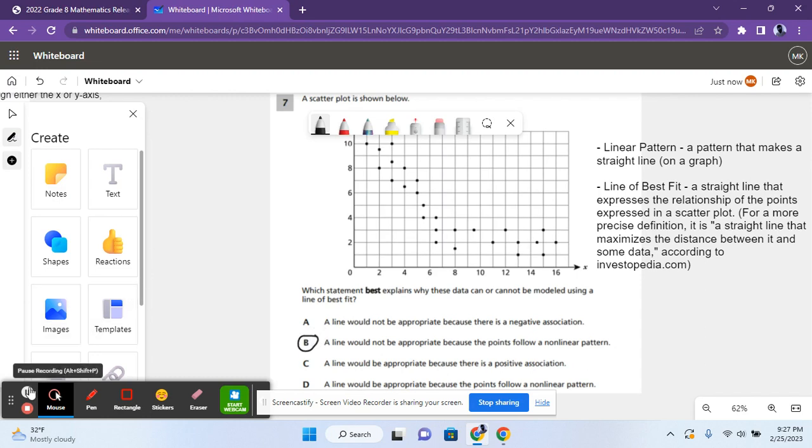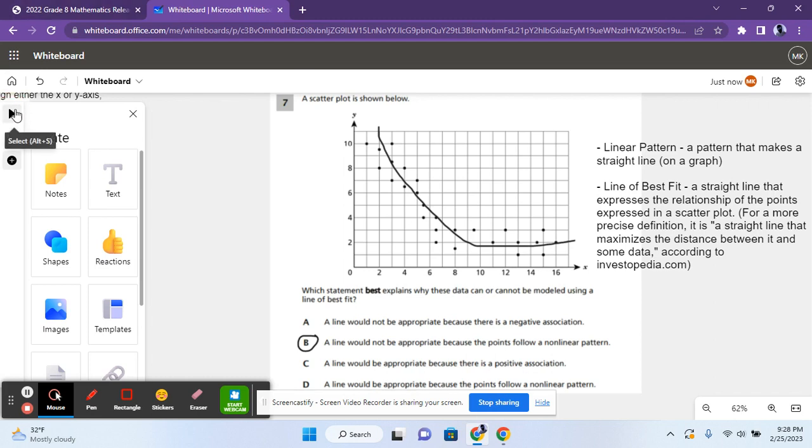And it's B because if you try to make a line that generalizes the points, then the line would not be a straight line. And remember the definition of line of best fit is a straight line that expresses the relationship of the points? Well, the line is not straight, and it's a nonlinear pattern, so the correct answer is B. I mean, the line is not straight, so it does not have a line of best fit, and that is because the points do not follow a linear pattern.